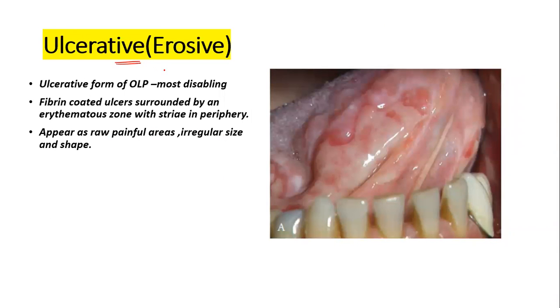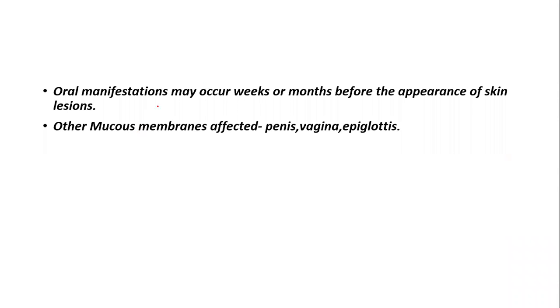So the ulcerative form is nothing but the form of oral lichen planus which is the most disabling and painful. Here the person has irregular ulcers coated with fibrin. So here you can see there is an irregular ulcer which is coated by fibrin with striae in the periphery. It is raw, painful, and the most disabling form.